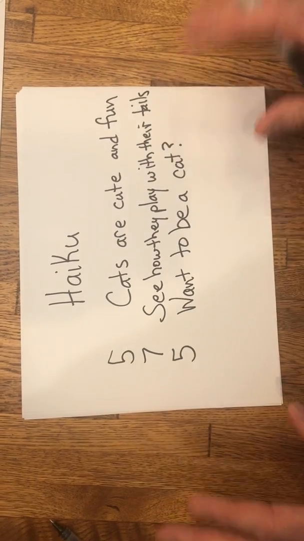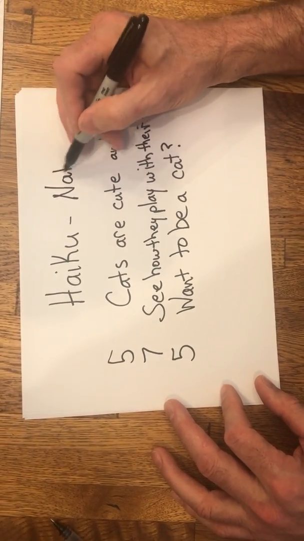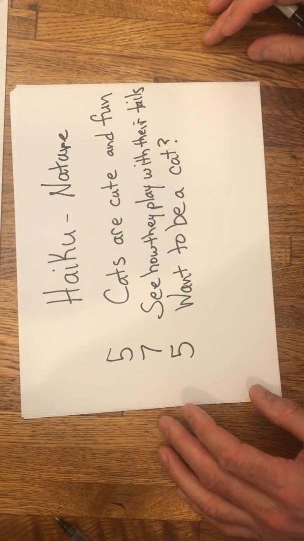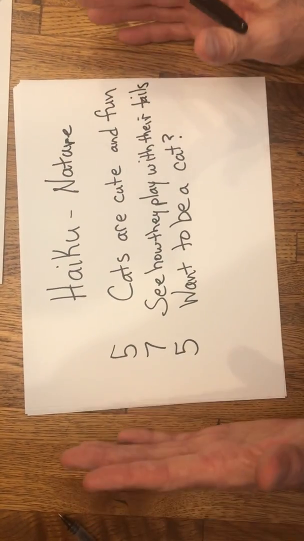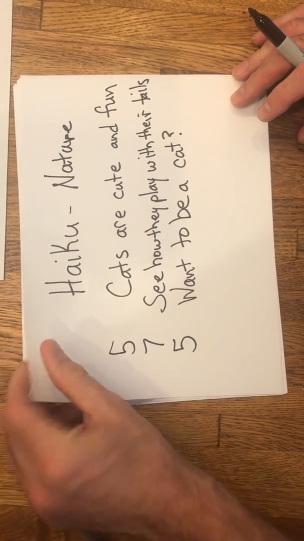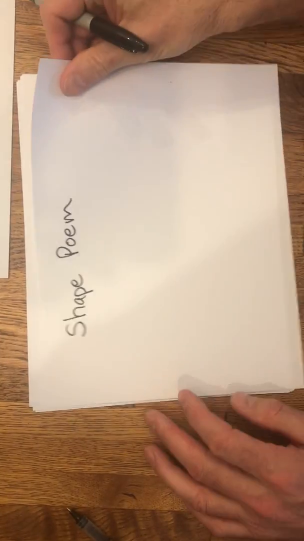And you can do this with anything, but it should always be about something in nature, and animals are part of nature, sorry. And each line should be about the same thing. So if you want to do about a tree, you can write 3 lines with 5 syllables, 7 syllables, and 5 syllables about a tree. Okay, now we'll come back to our shape poem.